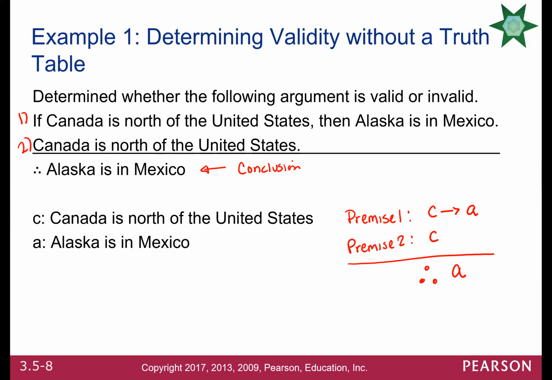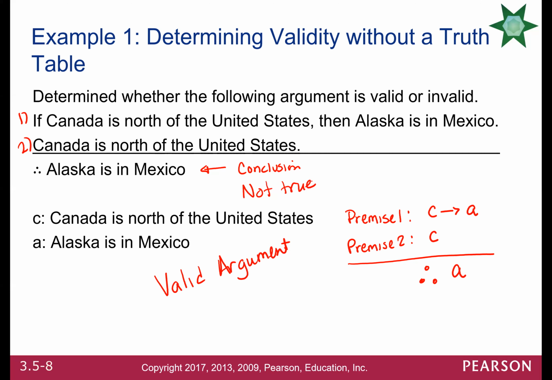So for it to be a valid argument, my conclusion needs to be that Alaska is in Mexico, the second statement, which it is. So this is a valid argument because it follows the law of detachment: if C, then A, and C, then A. Now, is this a true statement? The answer is no. Alaska is not in Mexico. So my conclusion is not true.